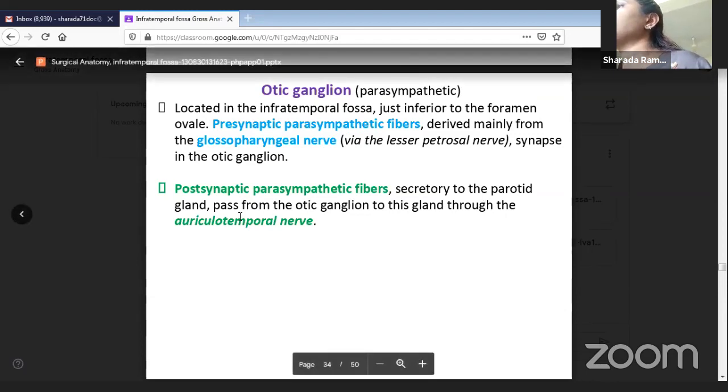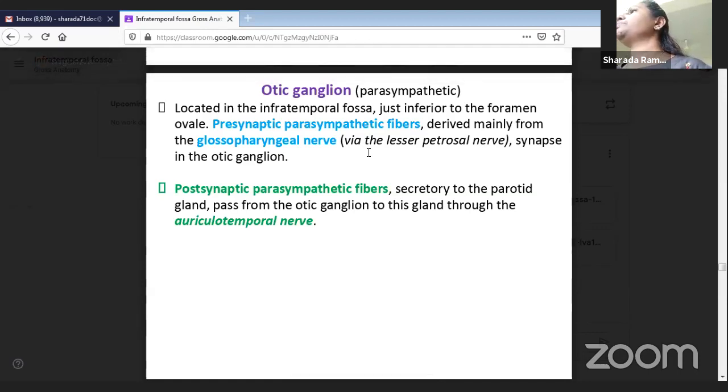That is very important in the parasympathetic ganglia. Now coming to the sympathetic, it's very easy. You know that the middle meningeal artery is going to be very near to the parotid gland. So you're going to get it from the external carotid artery, then the maxillary, then middle meningeal.